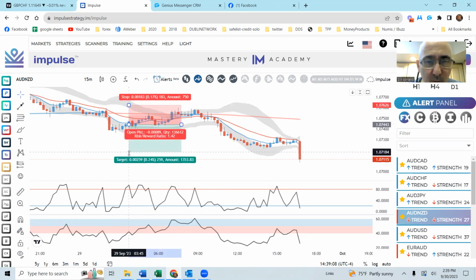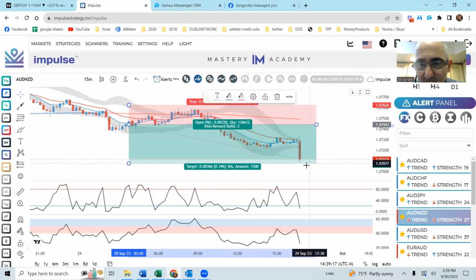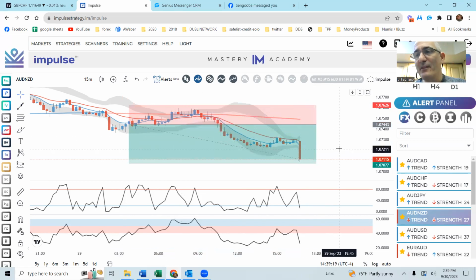And so in order to get our 1 to 2 risk to reward ratio on this trade, we have to get about 36 pips to the downside. And you can see that we just missed that here on the last candle of the day, Friday.